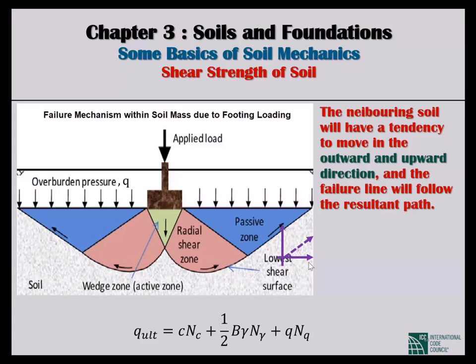So what is happening? The soil particle will have a tendency to move in the upward direction, and also it will have a tendency to move in the lateral direction. If two forces are like this, it will always follow the diagonal. So you see, we are applying a compressive load, but it is moving in the diagonal direction. So it will slip on that particular surface. The fashion of this sliding would be different.